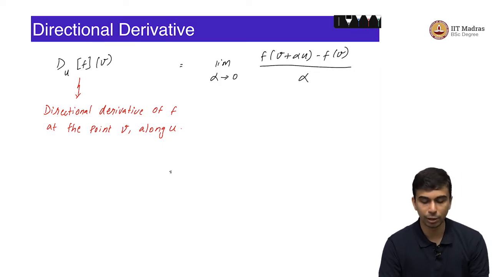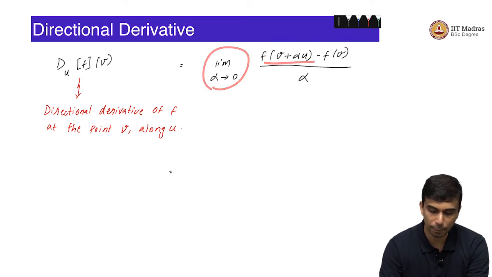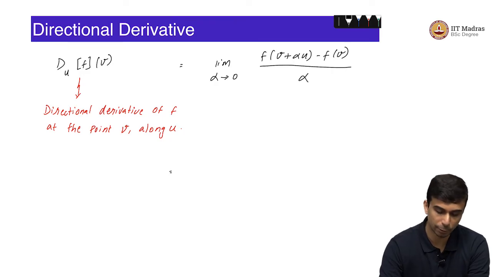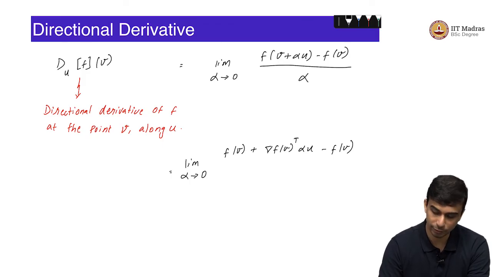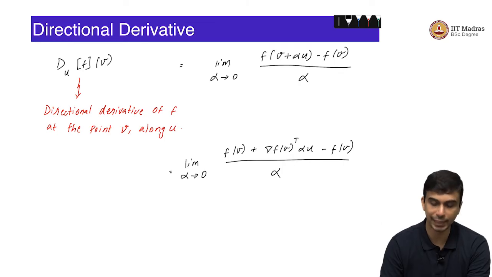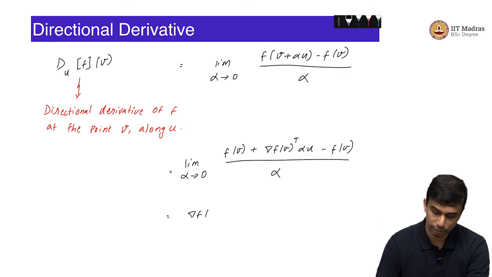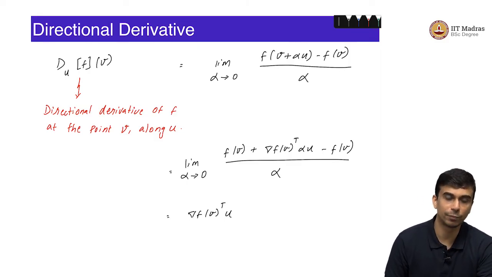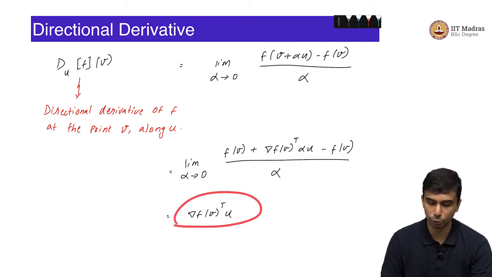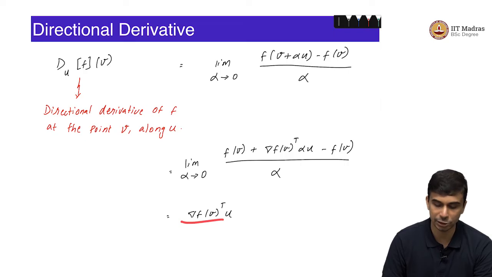Here you can use our linear approximations, because alpha is going to approach 0, so you can approximate f of v plus alpha u using linear approximations. This is the limit as alpha approaches 0 of f of v plus grad f of v transpose alpha u, minus f of v, divided by alpha. You can see that f of v cancels and alpha also cancels. So, you are left with grad f of v transpose u. So, this is nice and particularly interesting, because it says that to compute the directional derivative of the function along any direction, all that you need to do is to take the dot product of the direction with the gradient.